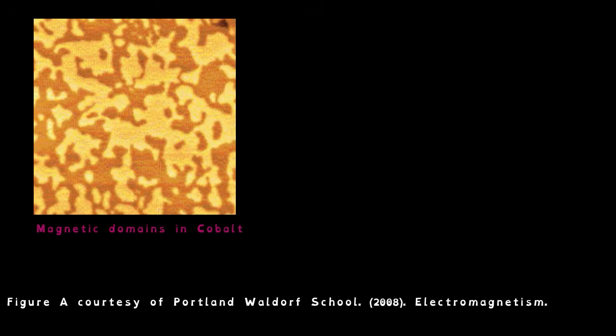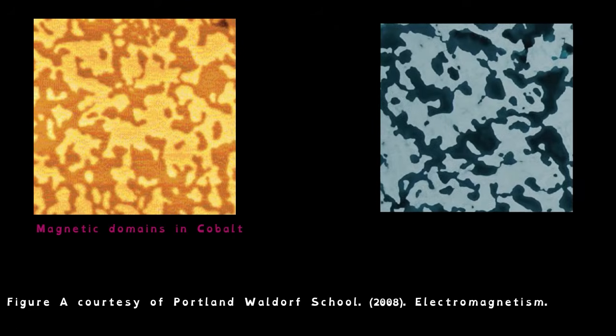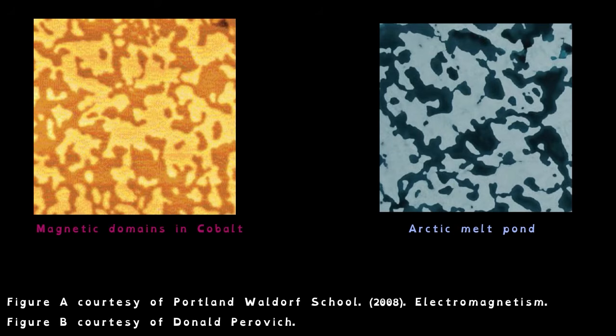On the left is a showcase of magnetic domains in cobalt, which are approximately 20 microns across. On the right is an Arctic melt pond, approximately 100 meters across, and at first glance, these appear to be really similar.